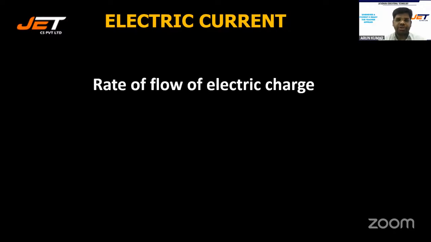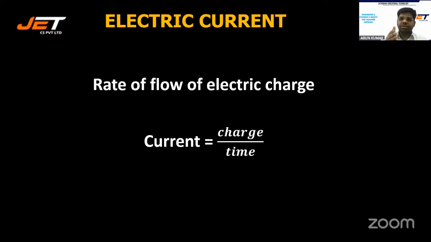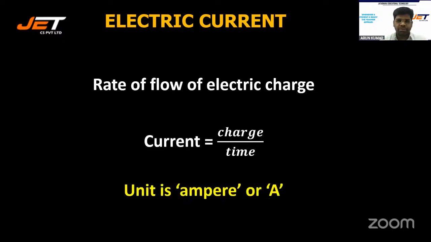All right, so here are a few statements. What is electric current, students? Rate of flow of electric charge, and that's given by current is given by charge per unit time. Charge flown through a cross section in unit time. Units are ampere.